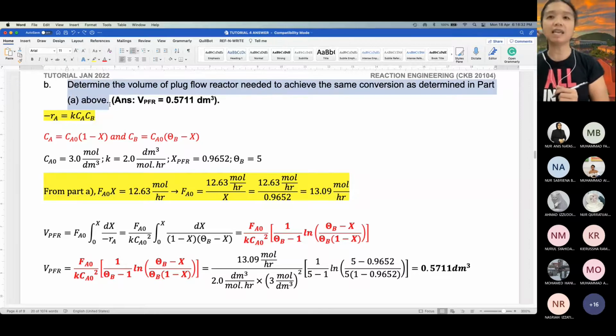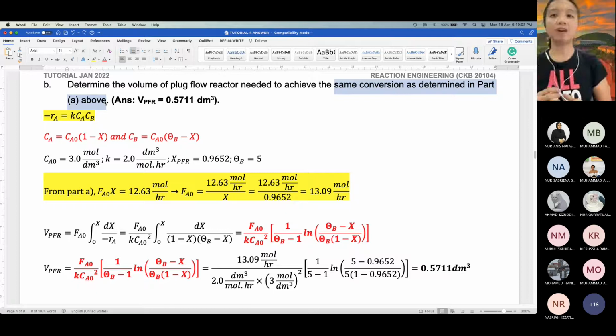Okay, so earlier in question A, they gave us the volume of the CSTR. They asked to find the conversion in the CSTR. Part B, they ask us to find the volume of the PFR. So it's reversed: earlier I gave you the volume and you found the conversion in a CSTR. Part B, I changed the reactor, I give you the conversion because it says achieve the same conversion as in part A. So the conversion you calculated in part A for the CSTR, the 0.9652, you will use in this equation, and instead you have to find the volume of the PFR. Okay, so it's just reversed.